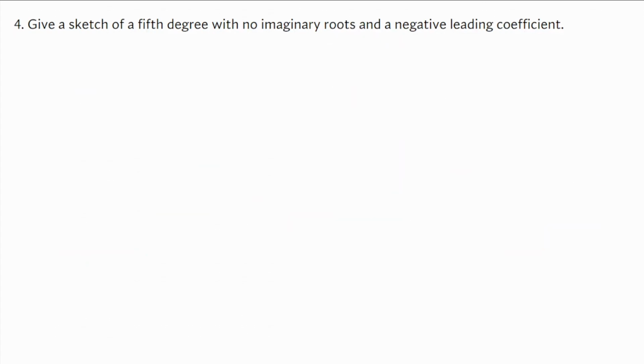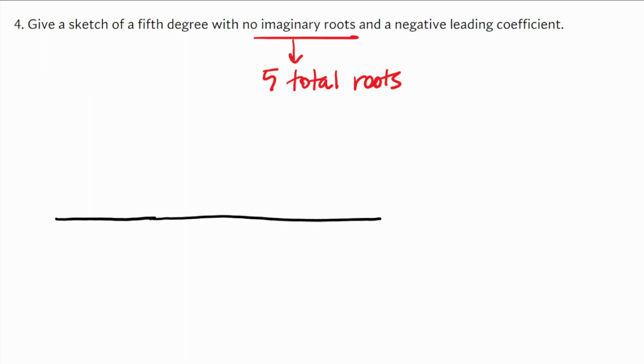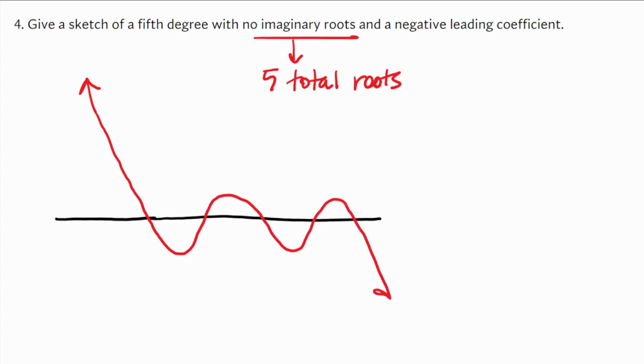Okay, here's another one. So maybe on this one, I'm envisioning no imaginary roots. So that means I have to have a total of 5. Okay. So 5th degree means 5 total roots. None of them are imaginary, means they're all going to be real. So I could just, and a negative leading coefficient, okay, well I need to respect that end behavior and just make sure it comes from above and then eventually goes down on the right. It said I could have up to 5, so it could be 1, 2, 3, 4, 5, like that.